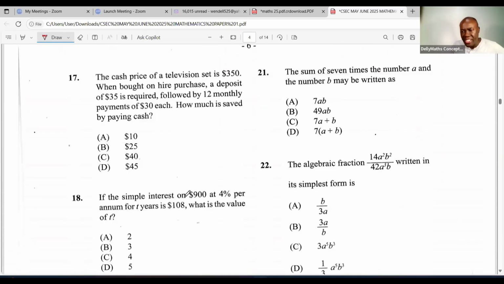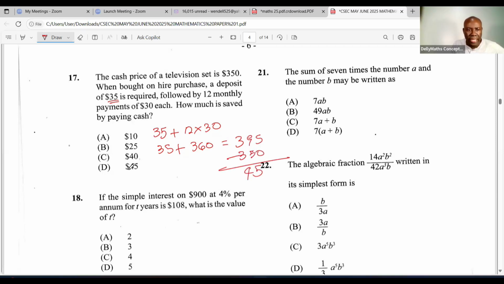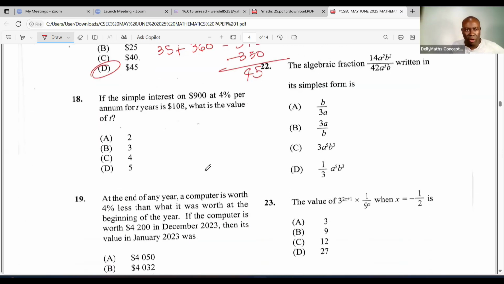The cash price of a television set is 350. When bought on hire purchase, a deposit of that, so a deposit of this plus 12 times this. This question is a repeat question. How much is saved? This is the 45 question. So this is 395. You take away your 350 and you have $45 that you would have saved by buying cash. This is a repeat question, 45.